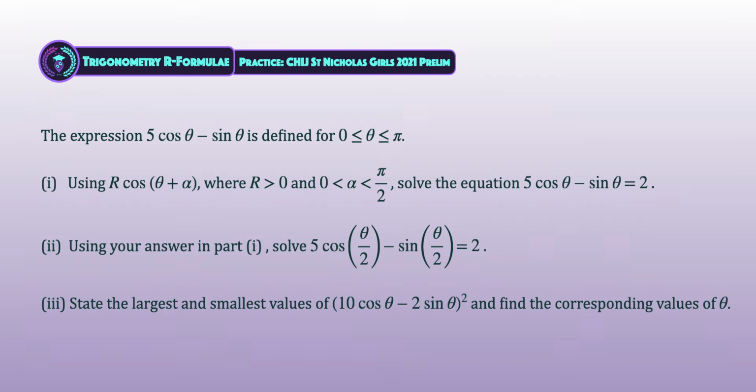Lastly, find the largest and smallest values of 10 cosine theta minus 2 sine theta bracket square and find its corresponding values of theta. This question is from CHIJ St. Nicholas Girls 2021 Prelim for Additional Mathematics. Pause to give it a try, and when you're ready, keep watching.